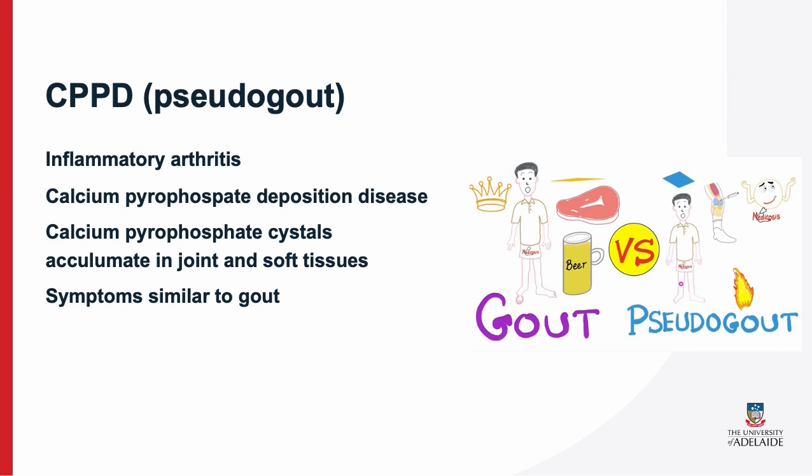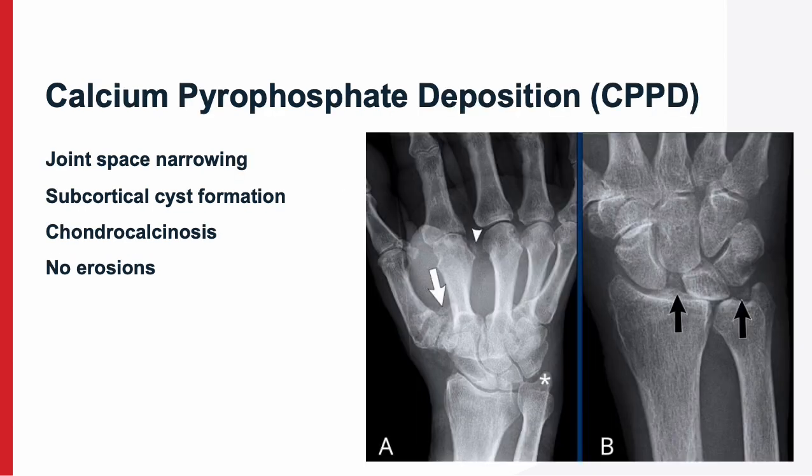The next one we're going to talk about is CPPD, also called pseudo-gout. This is an inflammatory arthritis, and as opposed to gout, which is uric acid crystal deposition, this is deposition of calcium pyrophosphate. These calcium pyrophosphate crystals accumulate in the joints and soft tissues, and clinically can sometimes have symptoms similar to gout. Classic X-ray features: there's a combination of osteoarthritis, so joint space narrowing and subchondral cyst formation, but also chondrocalcinosis. And as opposed to gout and rheumatoid arthritis, there are no erosions.